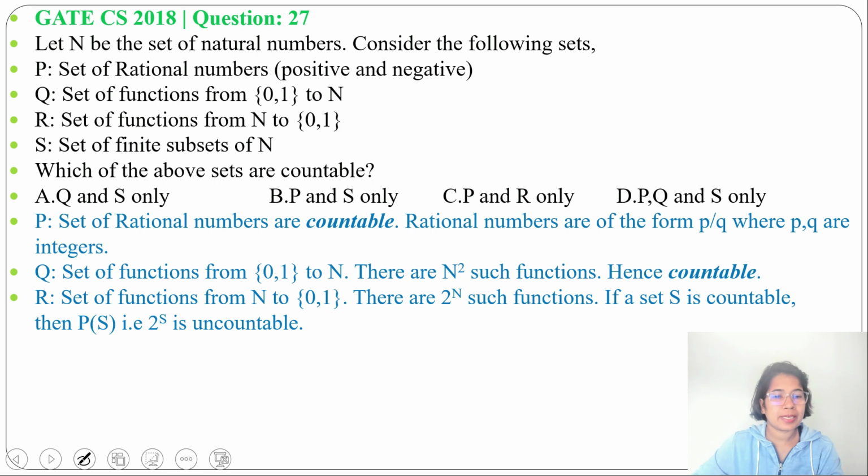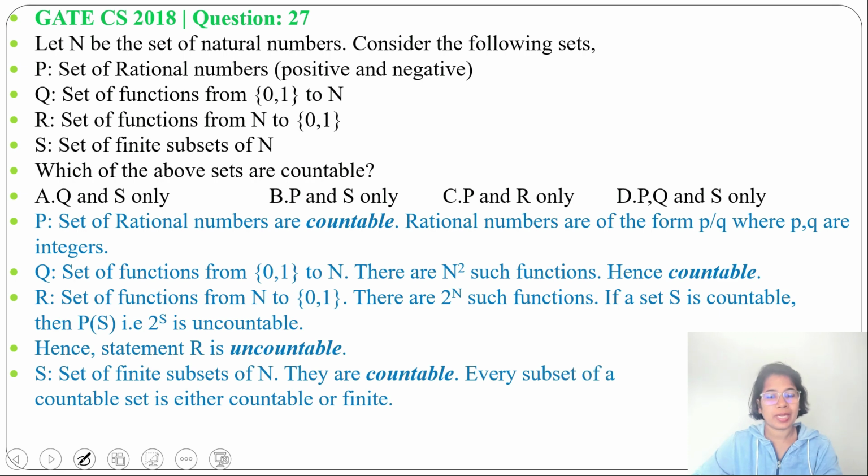Next, S, set of finite subset of n. It's finite, hence it is countable. So S is countable. We found P is countable, Q is countable, S is countable, while R is uncountable.